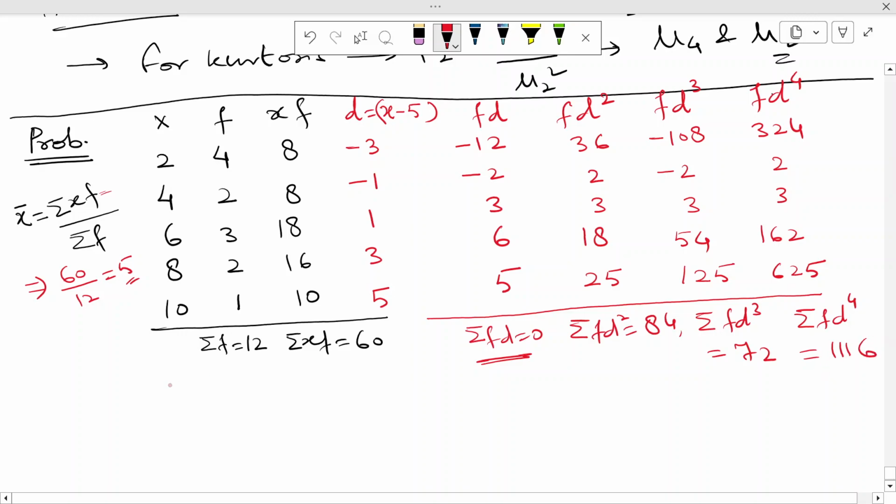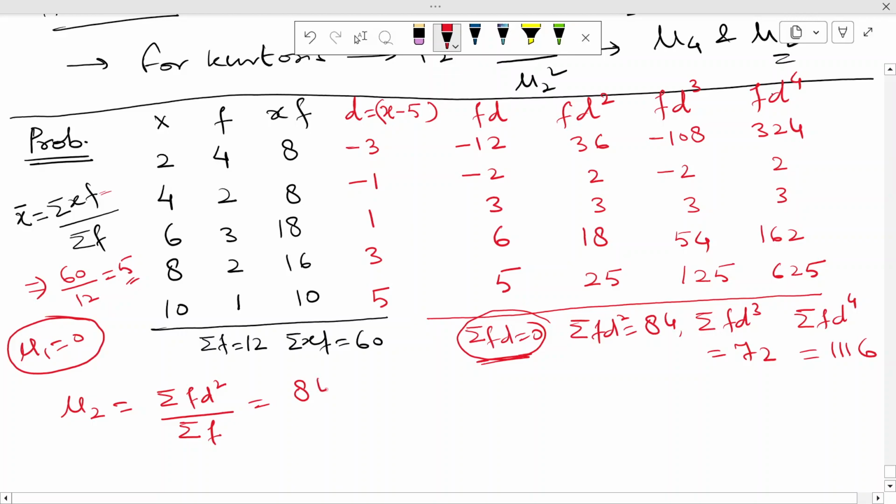This is coming out as 1116. So now we will calculate our moments. Mu1 is summation fd over summation f. Of course, because we are calculating central moments, this should be 0, as you can see from here. So our mu1 will be 0. Now mu2 is summation fd square over summation f, so this is 84 over 12, which is 7.